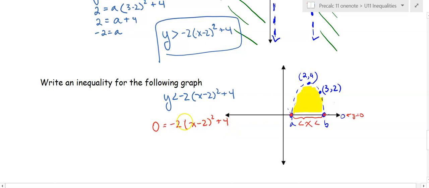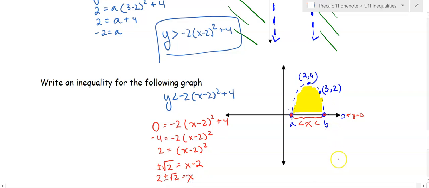Since it's in vertex form, the square rooting works out nicely. So I just isolate the (x minus 2) squared by subtracting 4 from both sides. I divide both sides by negative 2. I square root both sides. Don't forget, when you square root both sides, you get the plus or minus of root 2. And now I'm going to isolate x, so I'm doing BEDMAS backwards, brackets last. Now I'm going to add 2 to both sides.